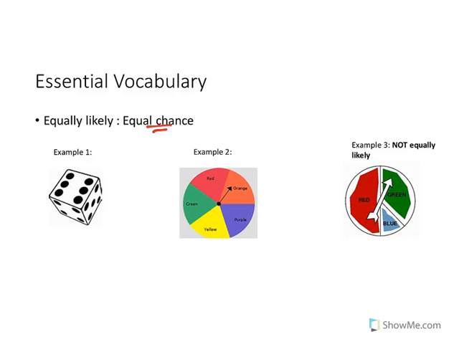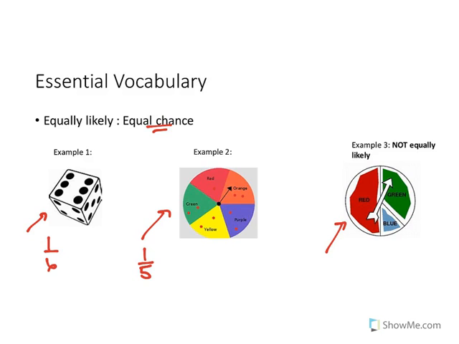So when we roll a dice, everything has an equal chance. Everything has a 1 in 6 chance of landing. Like I have a 1 in 6 chance of getting 1, 2, 3, 4, 5, or 6. In this example, we have 1, 2, 3, 4, 5 colors, and because they are divided equally, I have a 1 in 5 chance of getting a green, a yellow, a purple, an orange, or a red.